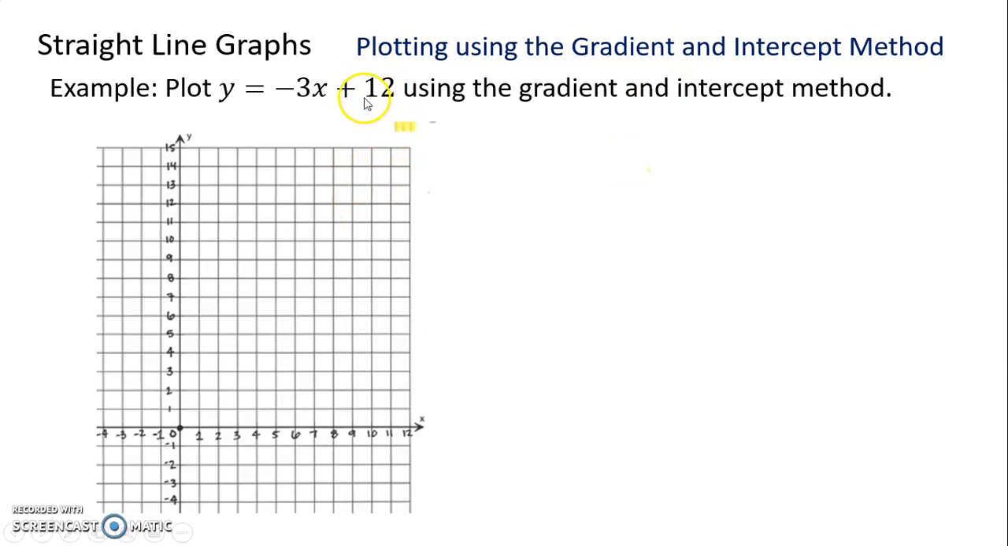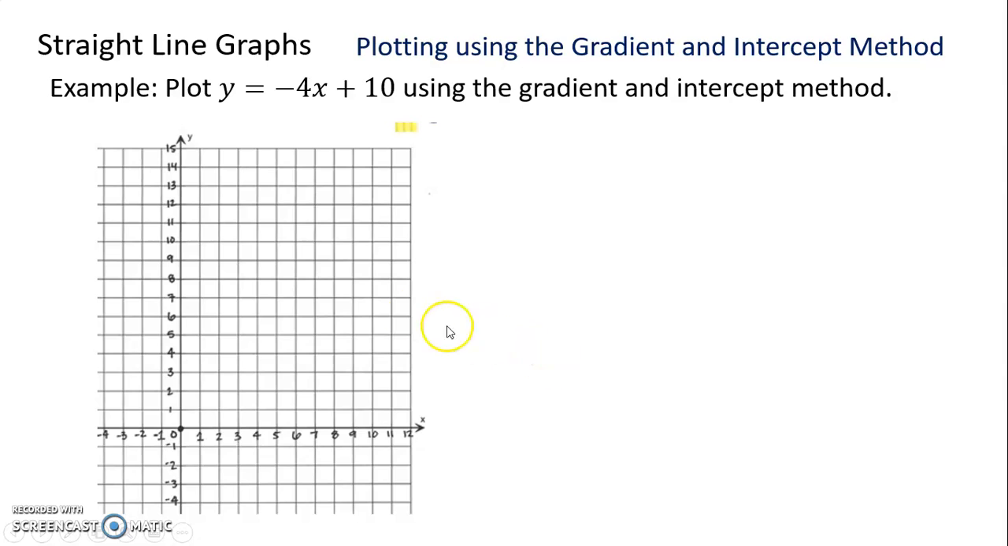Okay, so the intercept is at +12 right here. And this time the gradient is -3. So that means for every 1 along, we're going to go down 1, 2, 3. And then again, along 1, down 1, 2, 3, and so on. Join them up, nice straight line.